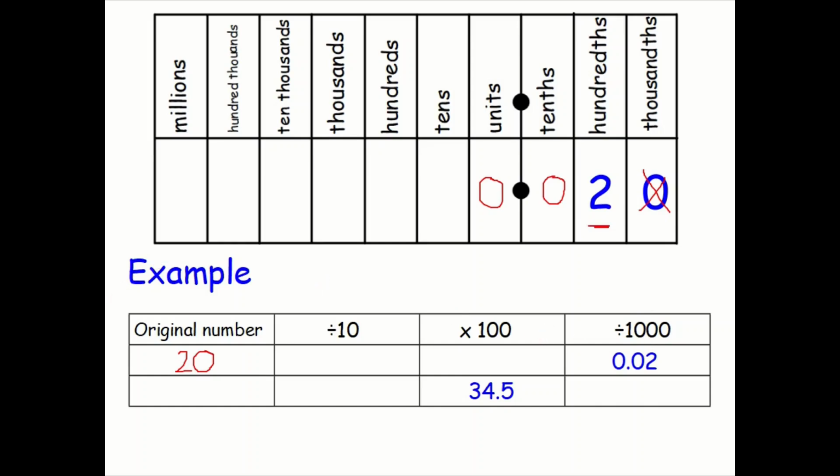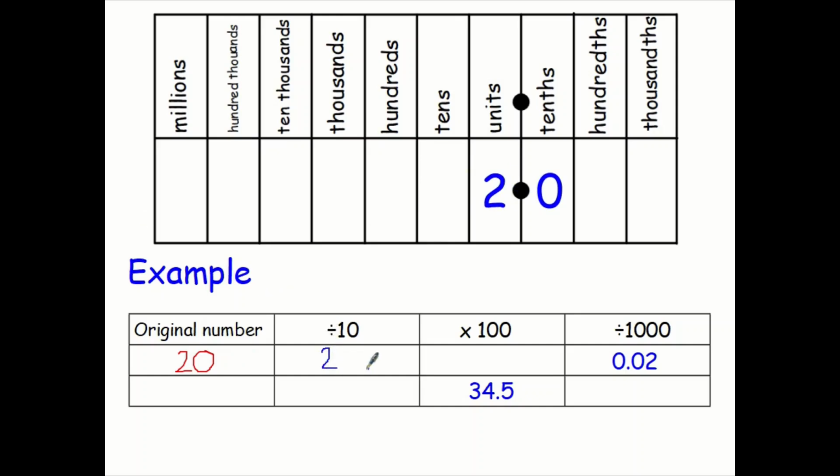So now we know that our original number is 20. What do we get if we divide 20 by 10? Well, let's have a look. We've got our original number, take it back to 20, this is our original number here. Divide it by 10. What do we get? We get 2, or 2.0.